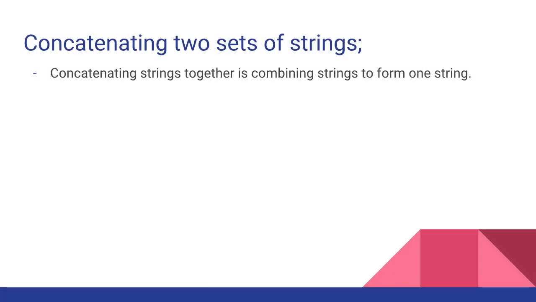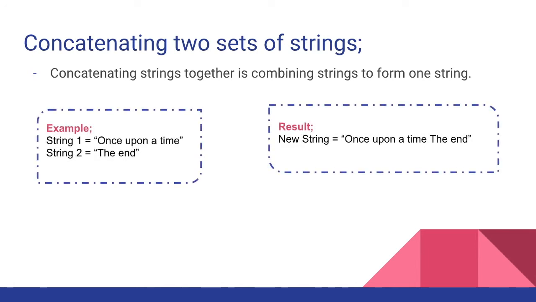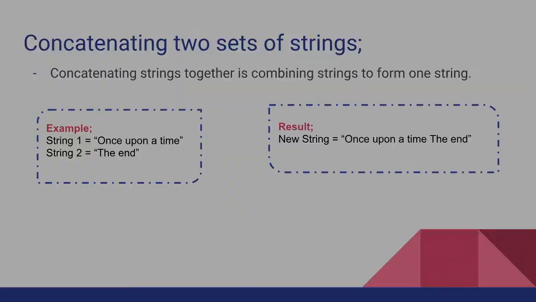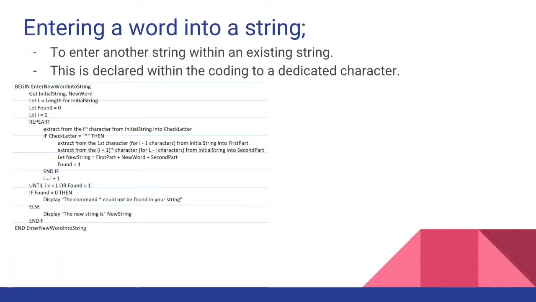Now, when concatenating 2 strings together, concatenating is where multiple strings combine to form one string. An example of this would be if the 2 strings, Once Upon a Time and another string, The End, were combined, they would turn into Once Upon a Time The End. So a string can be combined with another string.